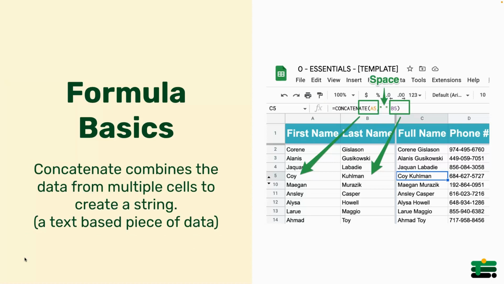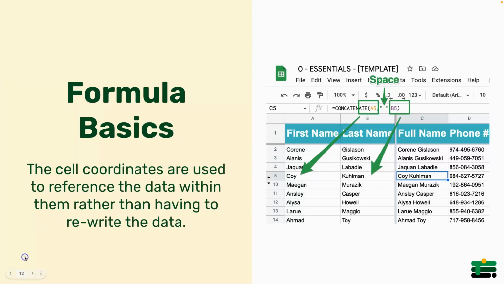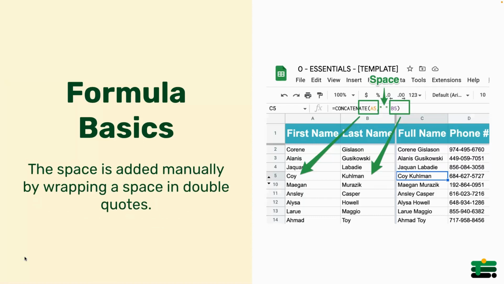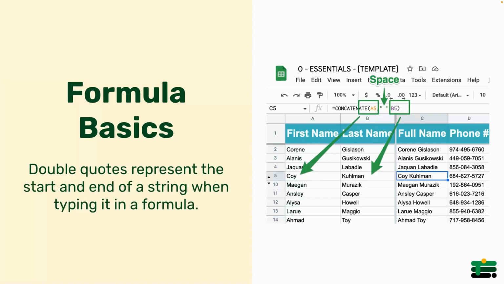Concatenate combines the data from multiple cells to create a string, a text-based piece of data. The cell coordinates are used to reference data within them rather than having to rewrite the data. The space is added manually by wrapping a space in double quotes. Double quotes are used to represent the start and end of a string when typing it into a formula.